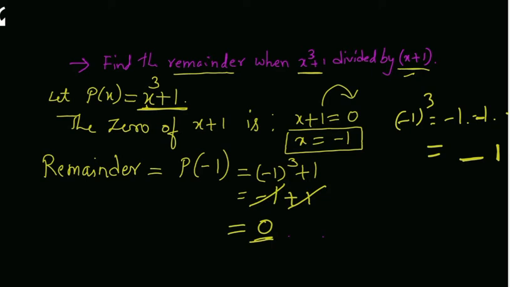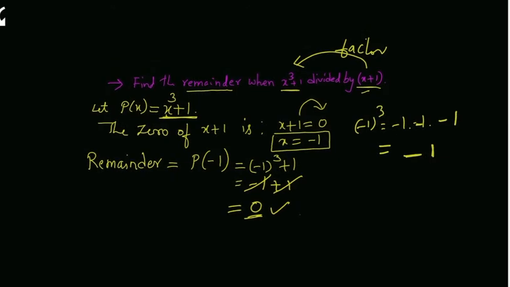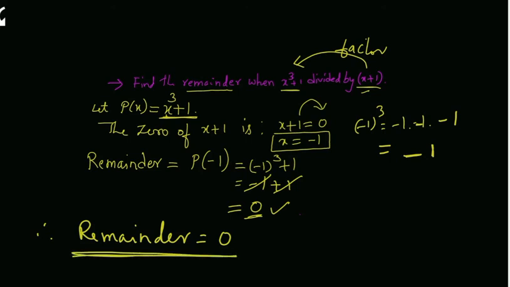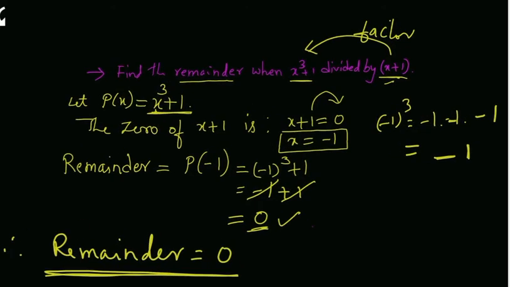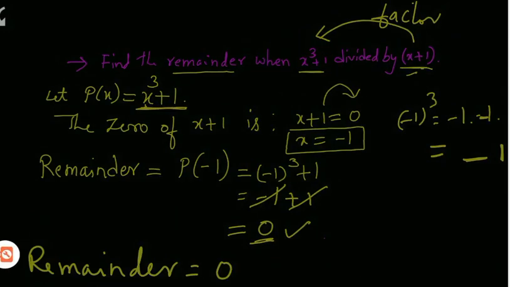And keep in mind, when the remainder is 0, this divisor becomes a factor of this polynomial. Okay, so here they are simply asking the remainder. Therefore, remainder is equal to 0, you have to write. But keep in mind, when the remainder is equal to 0, this divisor, this x plus 1, becomes a factor of the given polynomial. Like this, you have to do the problem. Without doing actual division, we can find the remainder.